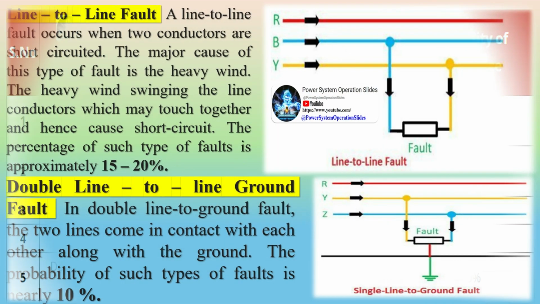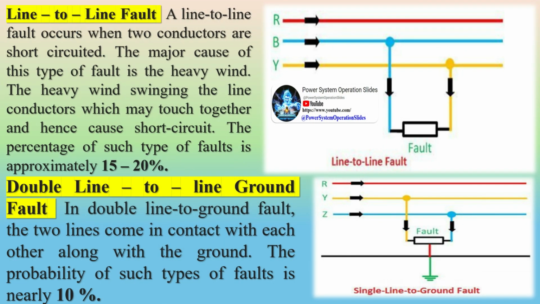Line to line fault. A line to line fault occurs when two conductors are short-circuited. The major cause of this type of fault is heavy wind. The heavy wind swings the line conductors, which may touch together and hence cause a short circuit. The percentage of such faults is approximately 15 to 20%.